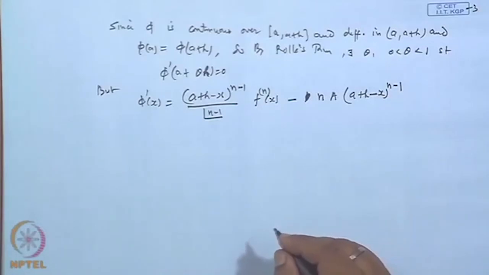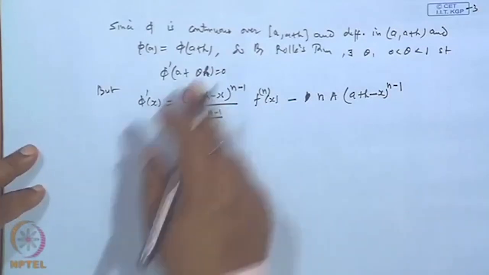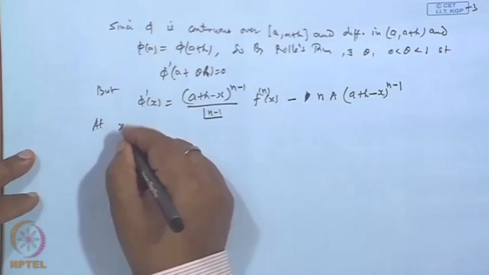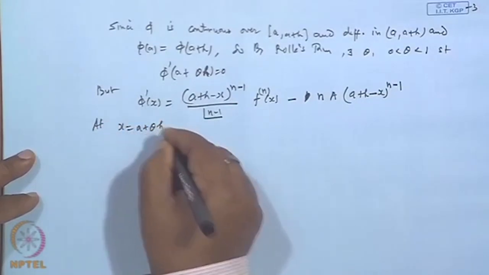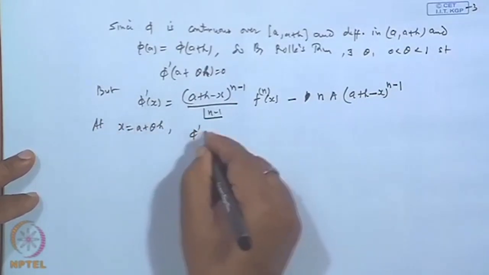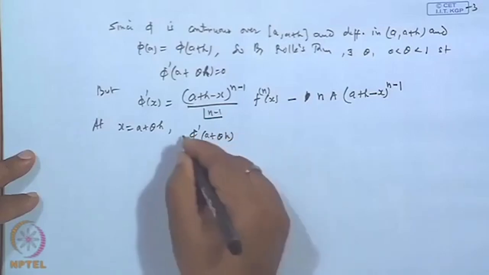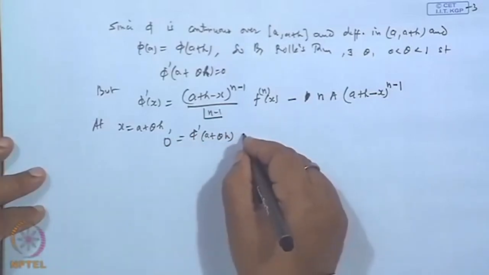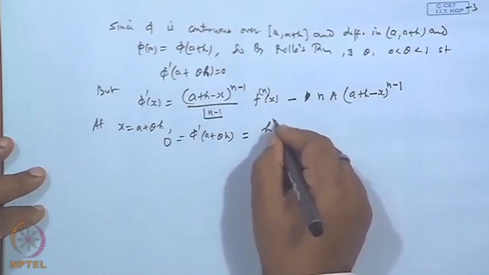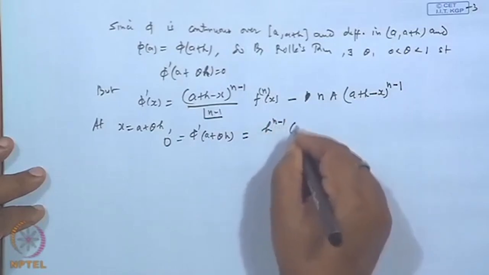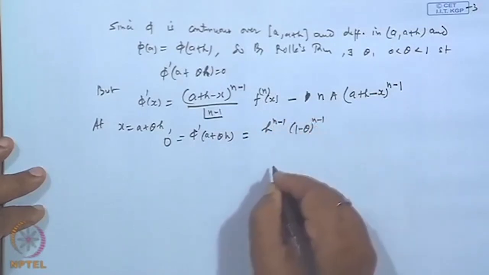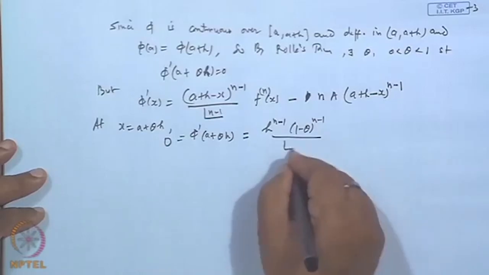This you get. Now, this quantity at x equal to a + theta h, phi prime of this number is 0. So from here what do we get? We get h^(n-1) (1 - theta)^(n-1) over (n-1)!